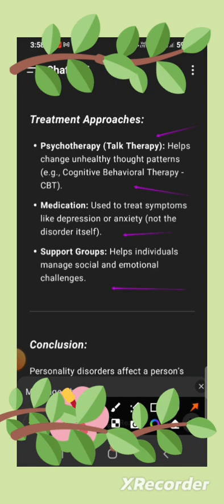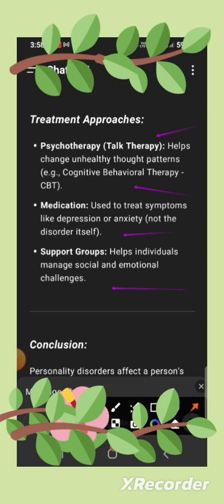Impact of personality disorders on life. Without treatment, personality disorders can lead to struggles in relationships and career due to poor social skills, and mental health complications such as depression, anxiety, or substance abuse. Legal or financial troubles in case of impulsivity or antisocial behavior. Early intervention and therapy can significantly improve functioning and quality of life.